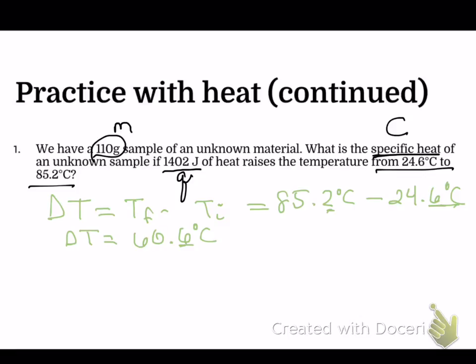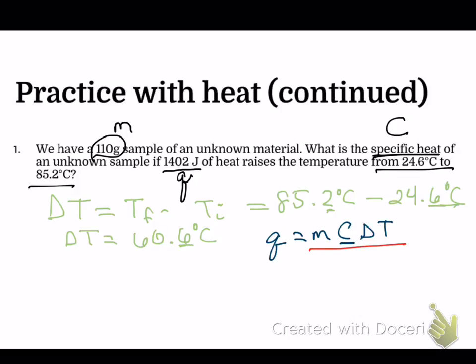Okay, so that equation that we were working with before, Q equals MC delta T, or MS delta T, whatever you like. Here we're trying to find this variable. So if I want to do that, what I need to do is get it by itself. So I have to do the opposite. So these are all being multiplied together, M times C times delta T.